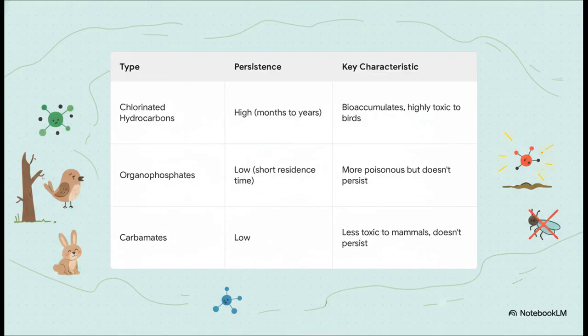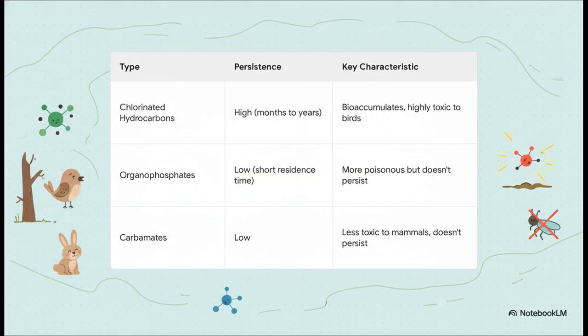But here's a really interesting wrinkle. Not all pesticides are created equal. On one side, you have something like DDT. It's what's called a chlorinated hydrocarbon. The key thing is, it doesn't break down easily. It persists, it sticks around in the environment for years, which is what allows it to bioaccumulate.